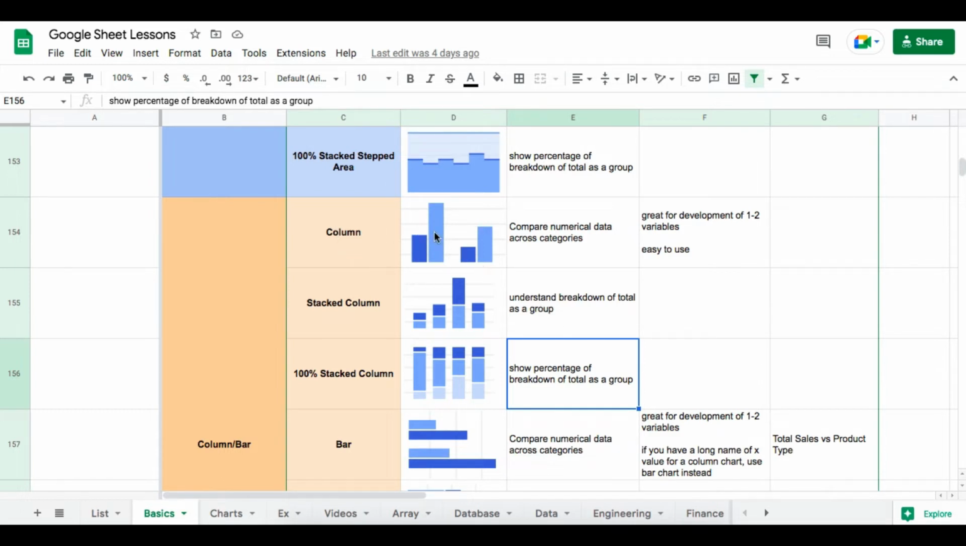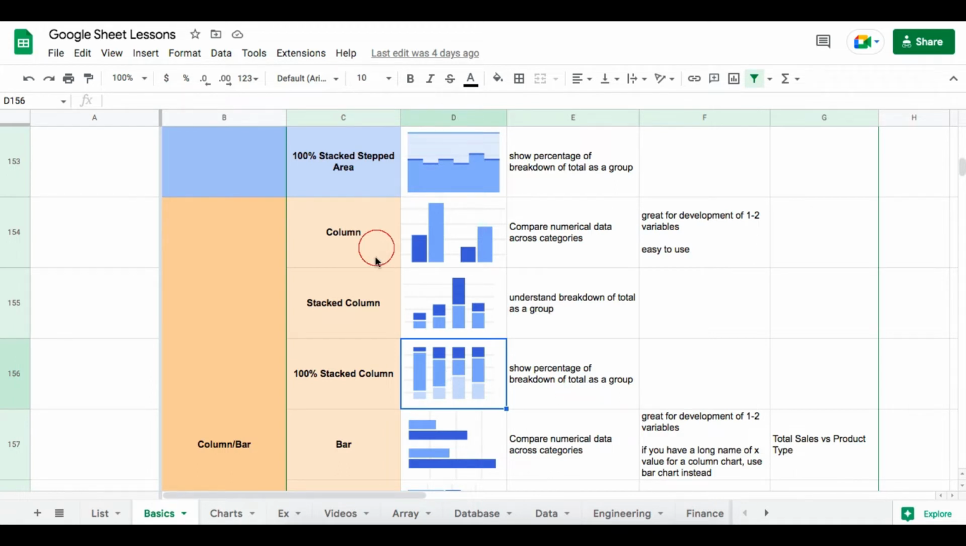So there is a regular column chart, which looks like this. And then you have stacked column, which are stacked on top of each other. Then you have 100% stacked column, which are based on a 0 to 100%. So the difference between this one and this one is the top one is based on a quantity and the bottom one is based on a percentage.